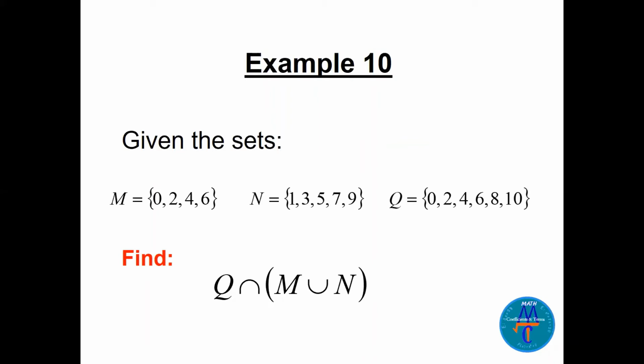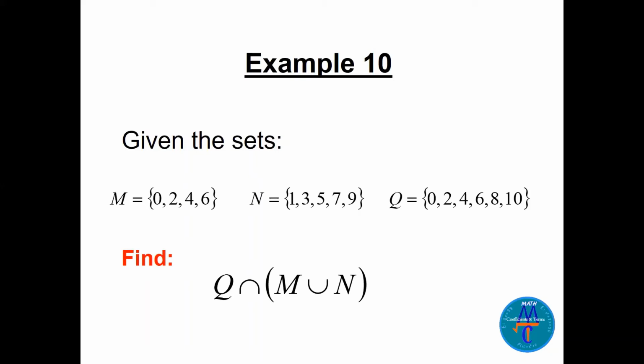This one you can try now, because I will explain the answer after a few seconds. So this is M: 0, 2, 4, 6. This is N: 1, 3, 5, 7, 9. This is Q: 0, 2, 4, 6, 8, 10. Find Q intersection, in the bracket, M union N. Very nice question. You can try now. You can pause a little, please, and try on a piece of paper. Then you can check directly the method, details, steps, and the answer at the end.